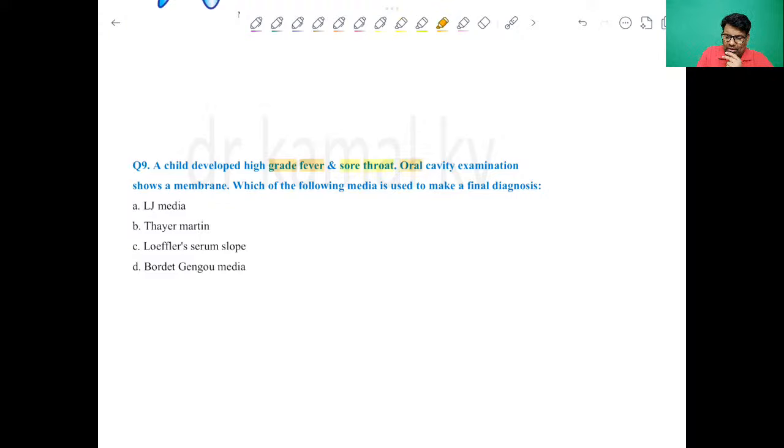The next question, a child has high grade fever and developed sore throat, and when the oral cavity was examined, there was a membrane. Now, which media should be used to culture the organism and to make a final diagnosis? So here the patient is having high grade fever, and yes, the patient is a child. So child with high grade fever, sore throat, and more importantly, membrane in oral cavity.